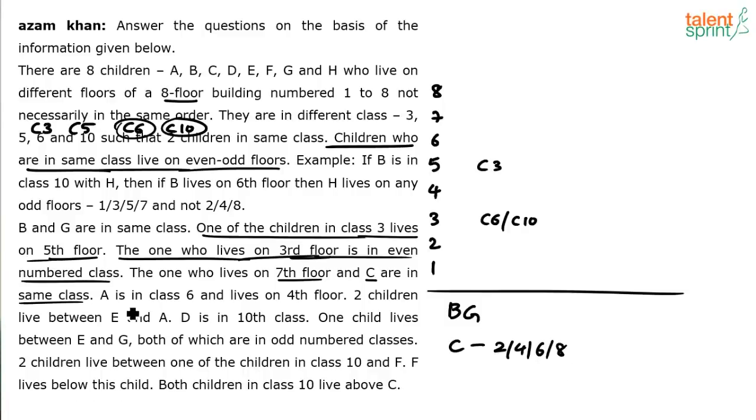A is in class 6 and lives on 4th floor. Now this is very clear information given to us. A lives on 4th floor, he is in class 6, right?